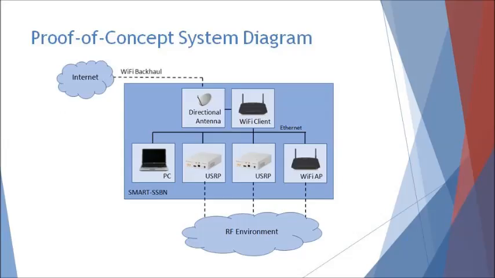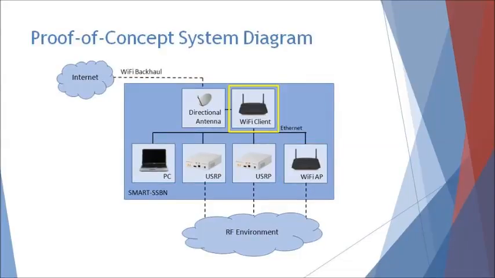Here we have a block diagram of the proof of concept system. The hardware was selected so as to meet the basic functional requirements described in SMART SSBN's proposal. The first of these requirements is to extend broadband service to remote locations. This is accomplished by using two wireless routers. The first router is an access point for users in the remote location. The second router provides a backhaul link to the internet by operating as a client in another Wi-Fi network.